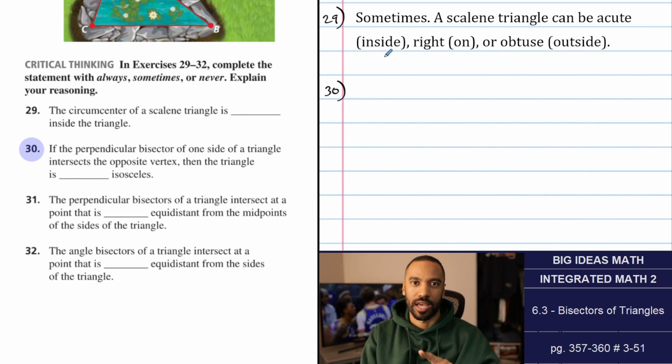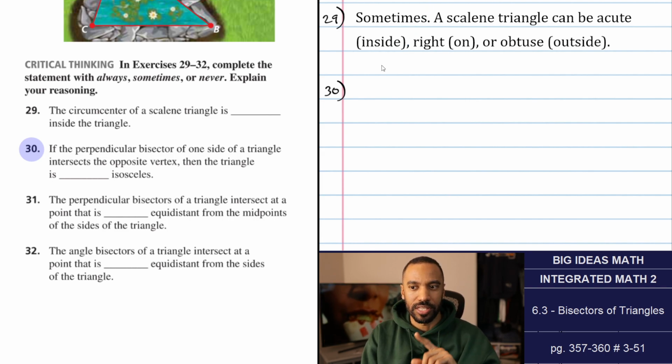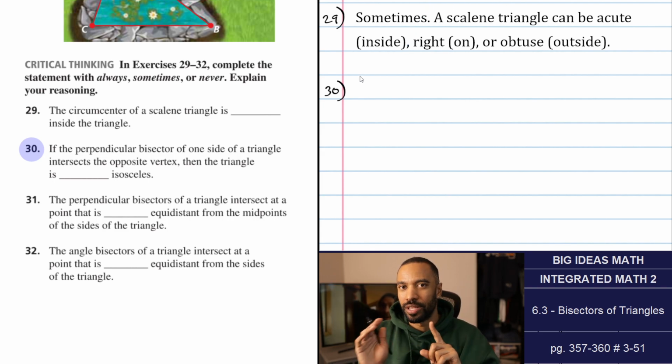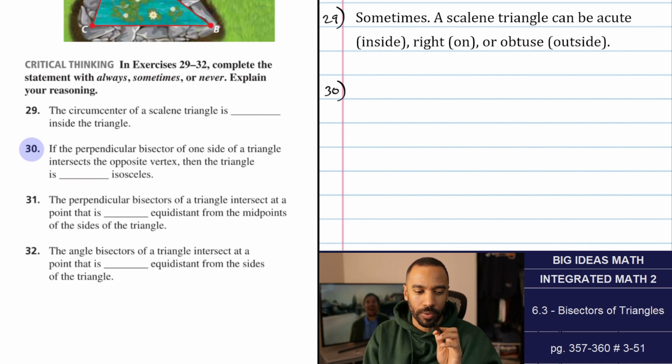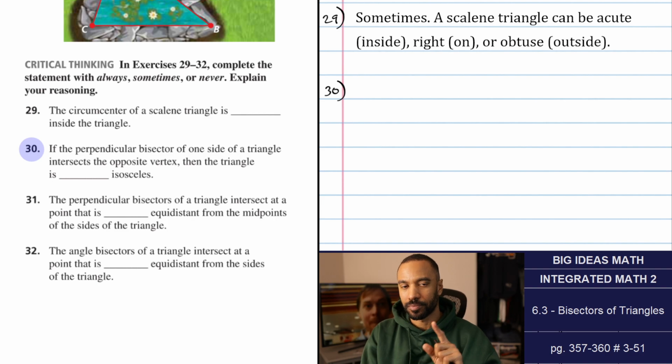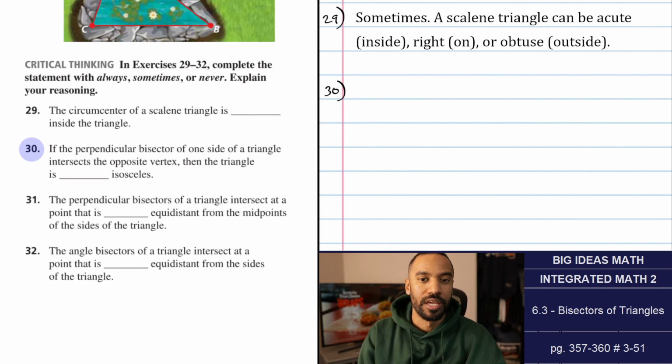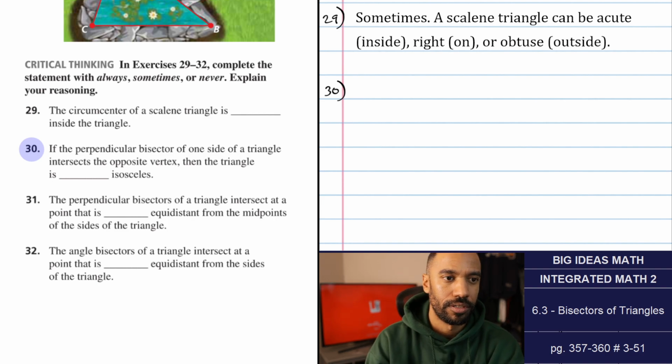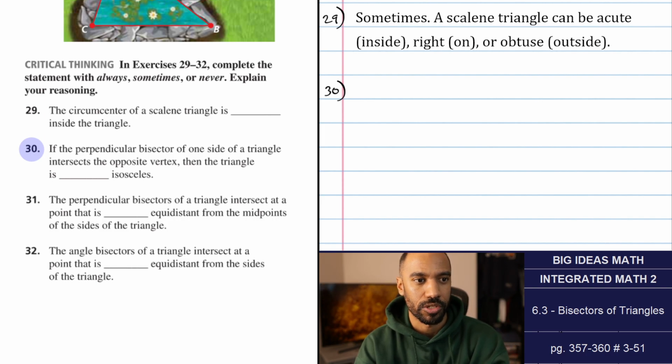I want to say sometimes. The only reason is because the exception would be an equilateral triangle. Is an isosceles triangle an equilateral triangle? I believe an isosceles triangle is only when exactly two sides. I'm literally going to Google this. Is an equilateral triangle an isosceles triangle?